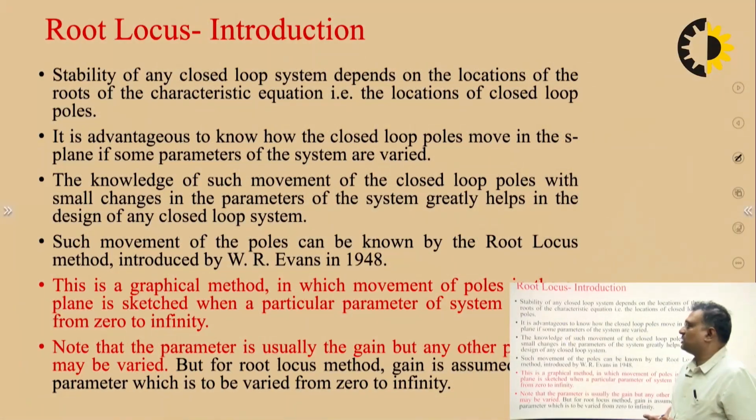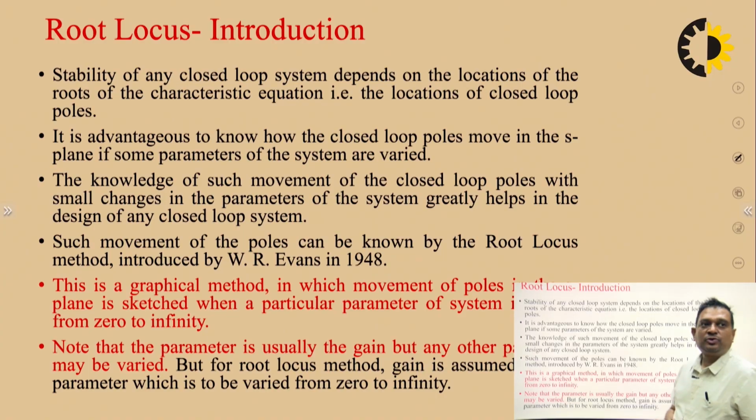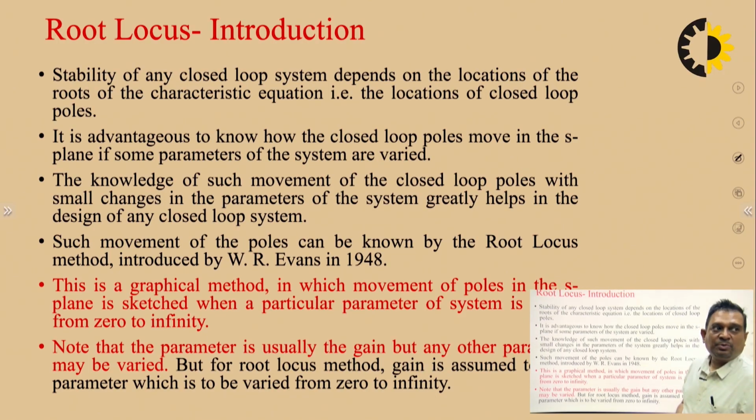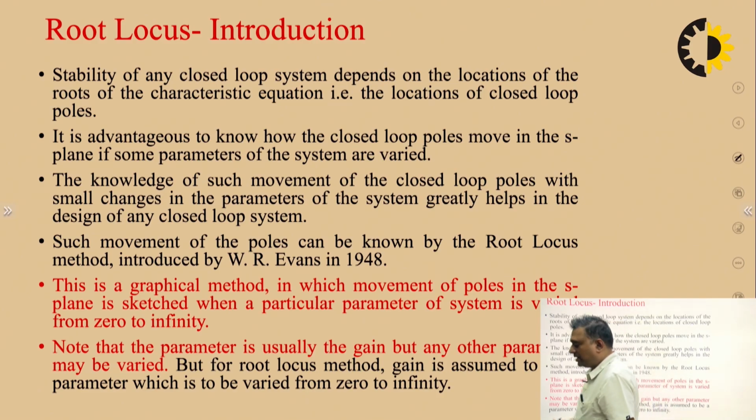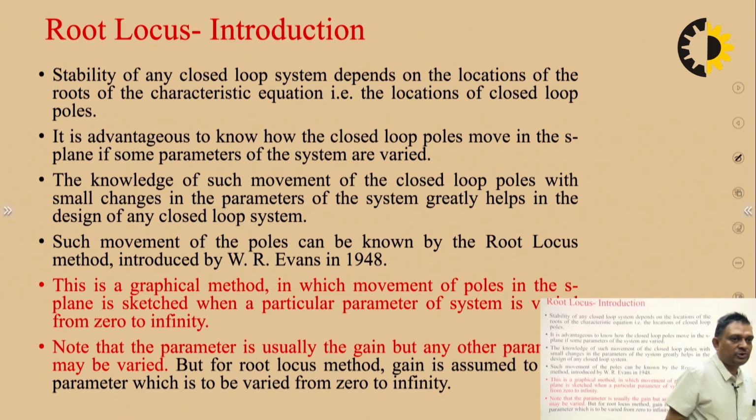So it is advantageous to know how the closed loop poles move in the S-plane if some parameters of the system are varied. Means if in a system we vary some parameter, the poles will move. If we trace the movement of poles by varying any parameter, the locus that we obtain is called the root locus. The knowledge of such movement of the closed loop poles with small changes in the parameter of the system generally helps in the design of any closed loop system.